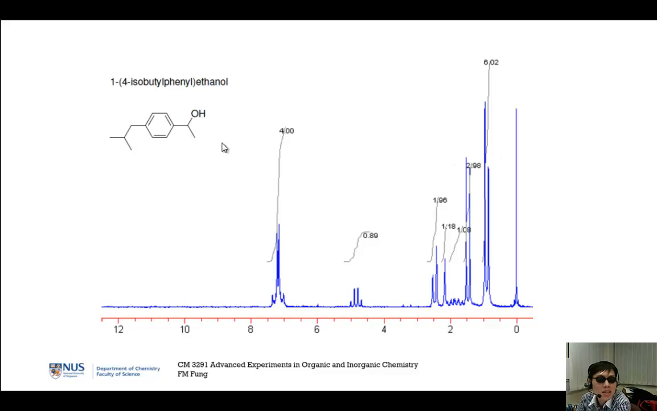Next intermediate, the alcohol. You see a change here: 4, 4, 1, 2, 1, 1, 3, 6. Again, you can draw some conclusions here.